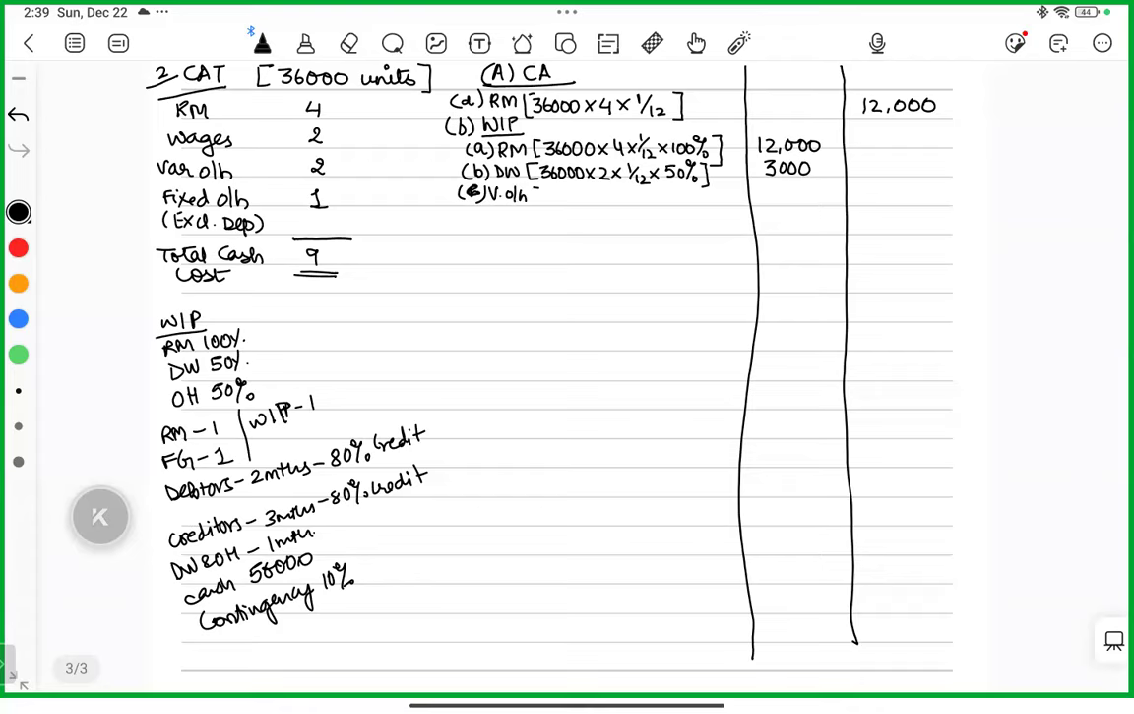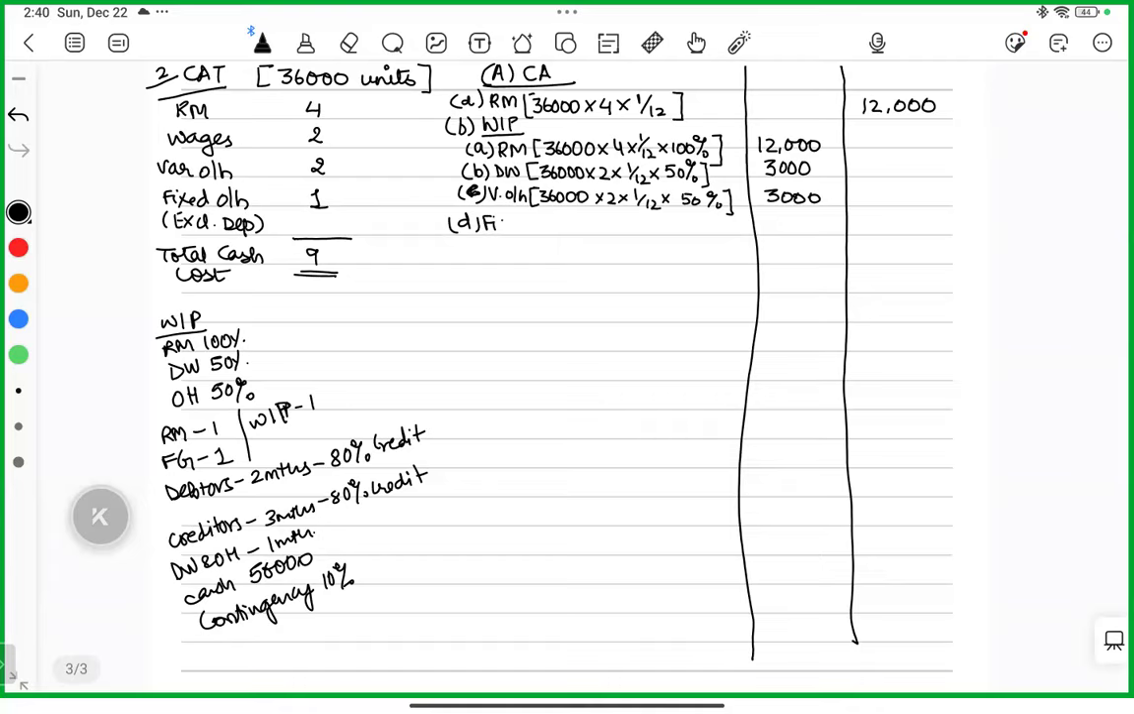Variable overhead: 36,000 units. Per unit variable overhead is 2 per unit. Work in progress is 1 by 12 and the work is 50% complete. So the variable overhead will also be 3,000 rupees.